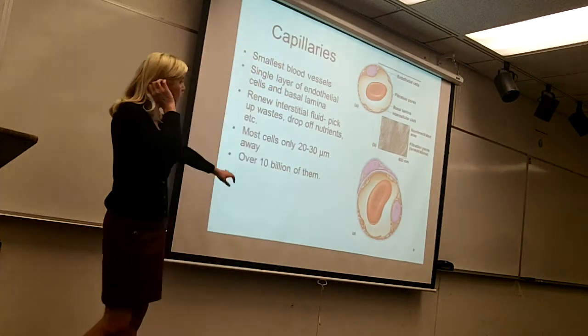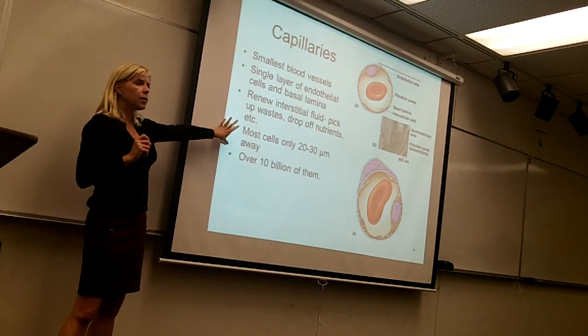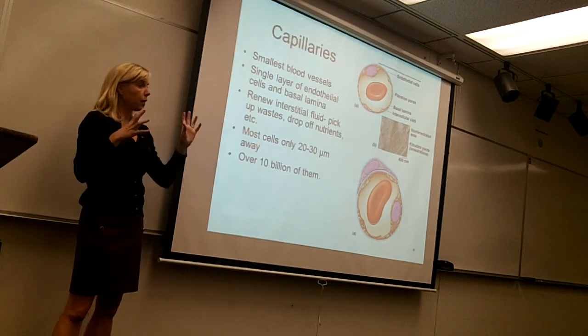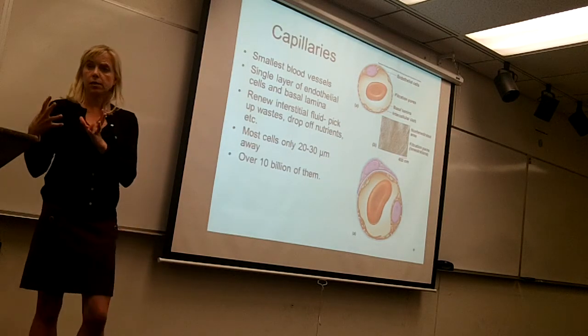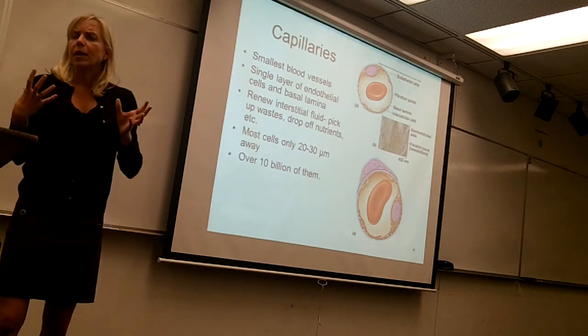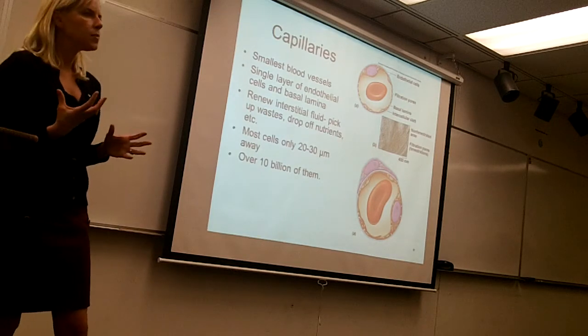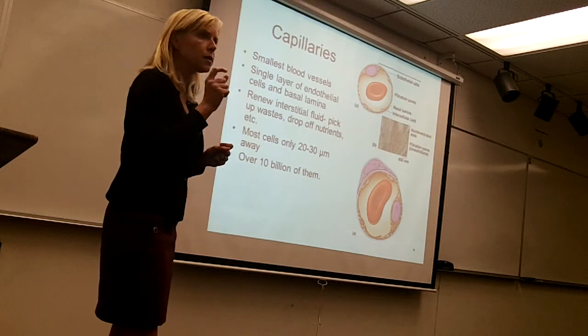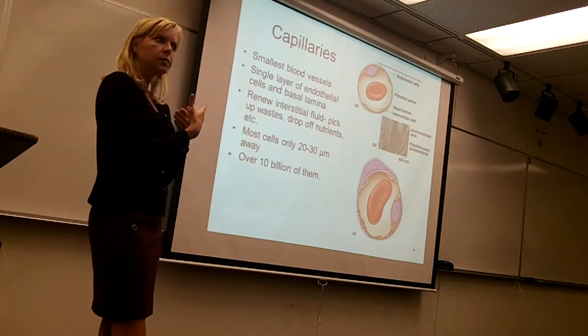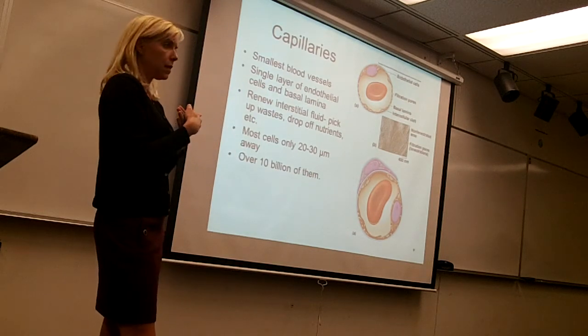Okay. Your cells have to be within a few, like 20 to 30 microns of distance of a capillary bed. You have about 10 billion capillary beds because you are relying on diffusion. So everything has to be close enough to the capillary bed to get that.